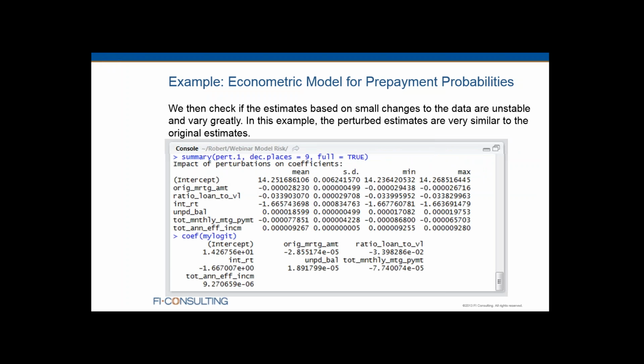Okay, then we check whether the estimates based on small changes are unstable. So what I've done here is I've highlighted our intercept and our coefficients for the mortgage amount and the loan-to-value ratio. And these are the ones based on the sensitivity analysis. If you compare them to the original coefficients, you'll see that they're quite similar. Again, for the interest rate, UPB, and monthly mortgage payment, if we compare those to the original coefficients, we see that they're quite similar.